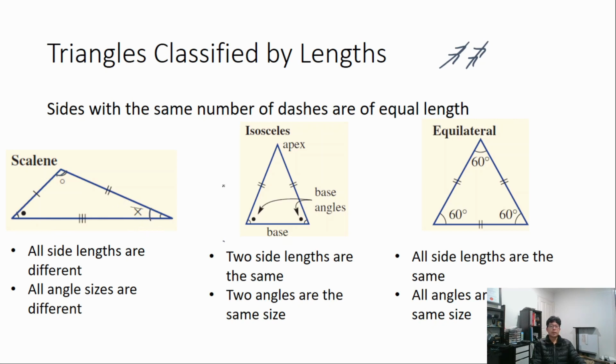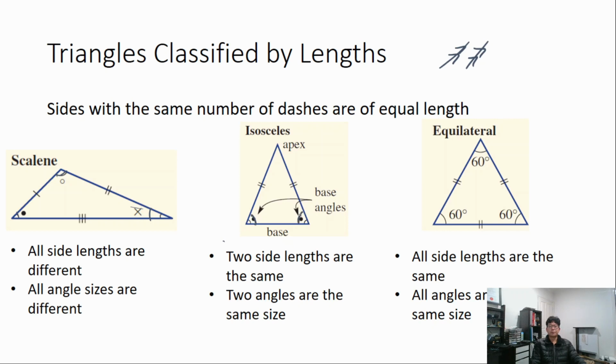The next type of triangle we have is an isosceles triangle. In this case, two sides are the same length. As you can see with the dashes, they have two dashes each. That means they have the same side length. And in an isosceles triangle, we also have two angles that are the same size, and these are these angles here.